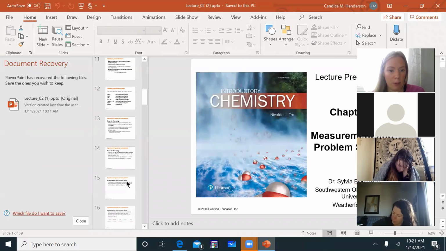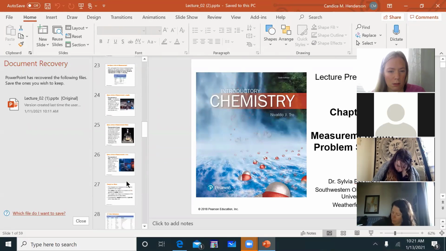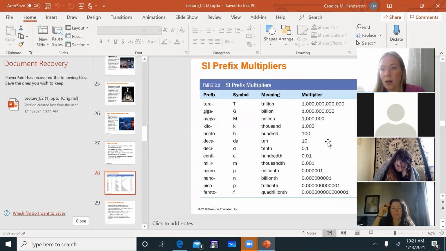Where are you, you lovely prefixes? Okay, here they are.